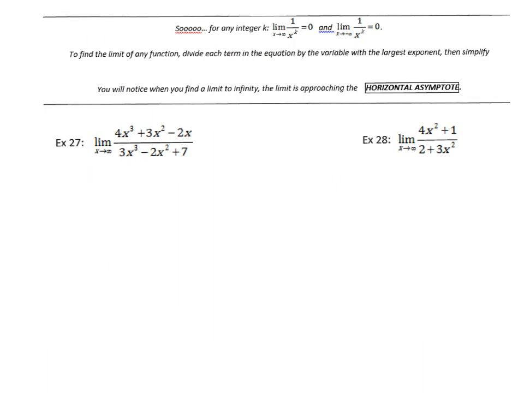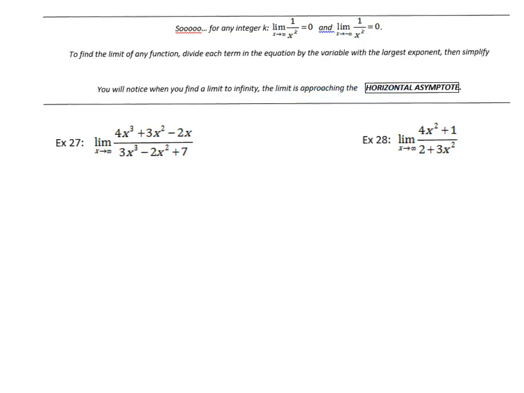Okay, so on all of those, for any integer, the limit as x approaches infinity of 1 over any variable, it doesn't matter whether there are more x's on top than bottom or more x's on bottom, you get 0, and anything to the 0 power, you get 0. So to find the limit of any function, divide each term in the equation by the variable with the largest exponent, then simplify. You'll notice that when you find your limit to infinity, the limit is approaching the horizontal asymptote.